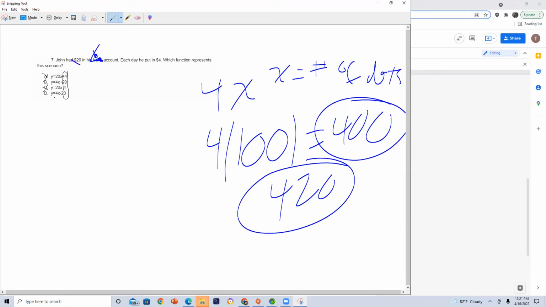So it cannot be C or A because the y-intercept there is like negative 4. But it says he has $20, which means he can't have a negative starting initial amount of money unless he was in debt. So that means the only answer left would be B. But if they said John had $20 in debt, each day he put in $4, then it would be D because he's adding $4 each day, but he's in debt with $20 under zero.